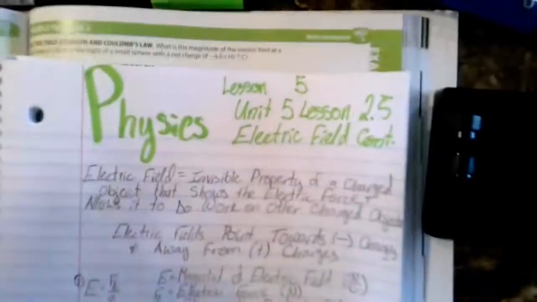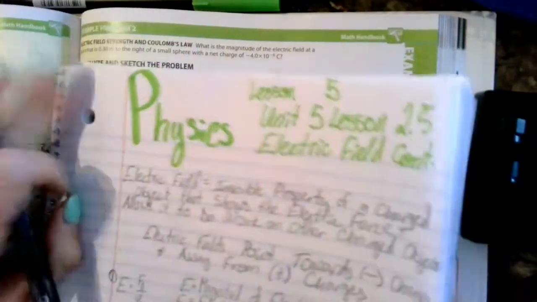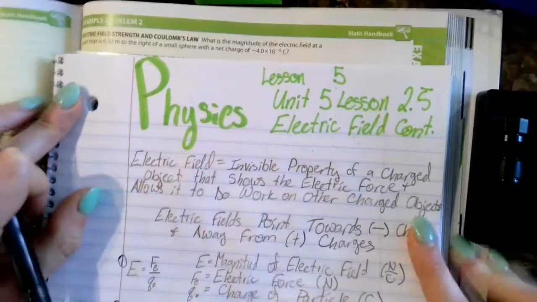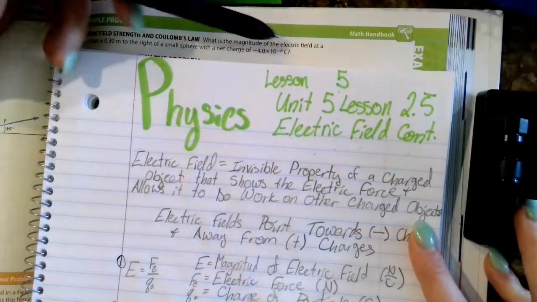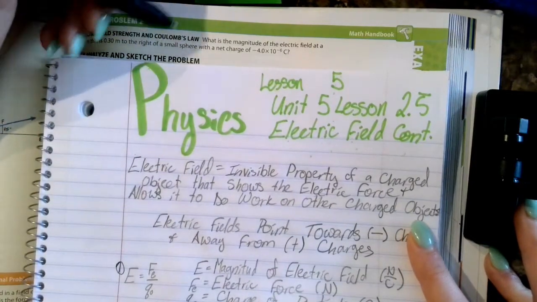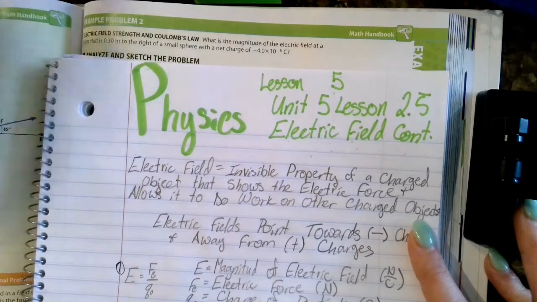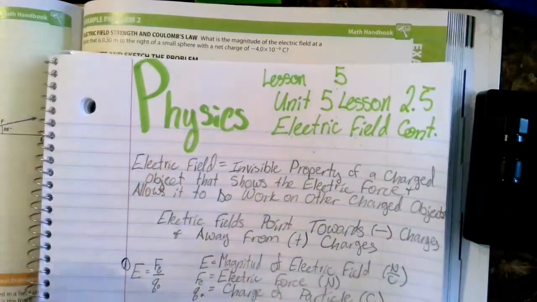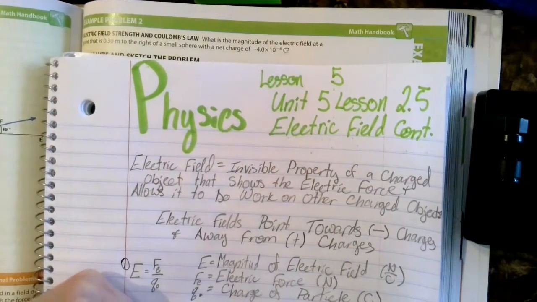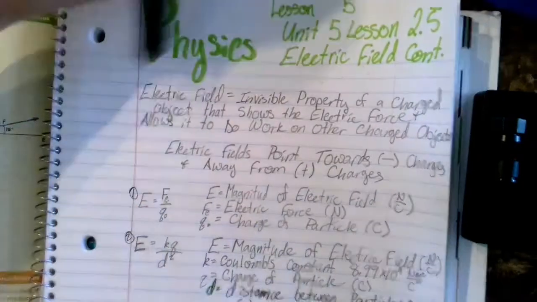We are looking at this first problem from our lovely textbook that I know you've never actually looked at, probably never even noticed, sitting in the back of our classroom. It says, what is the magnitude of the electric field at a point that is 0.3 meters to the right of a small sphere with a net charge of negative 4.0 times 10 to the negative 6 coulombs. So, step 1 is to write out our givens. So, I'm going to take a second and write all those down.